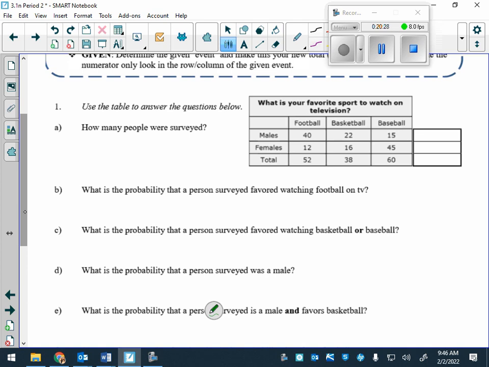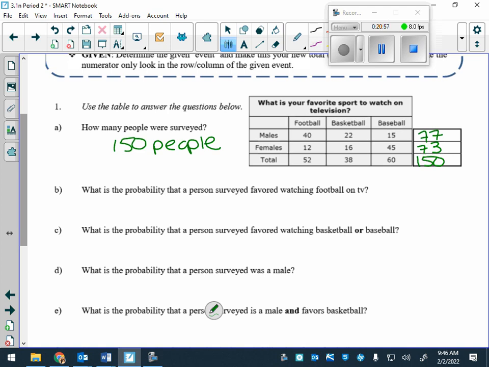All right. How many males were surveyed? James. 77. Good. Jaden, how many females? 73. And then in total, Eliza, how many? 150. So 150 is the number of people surveyed.